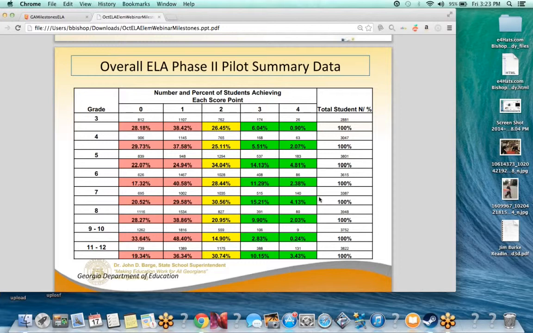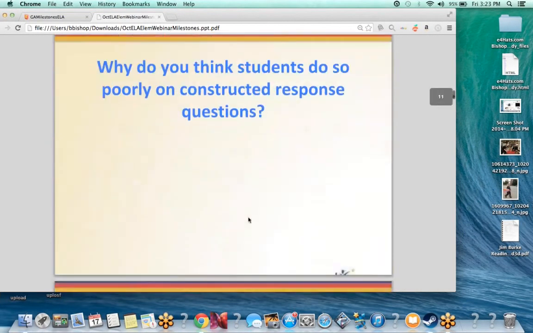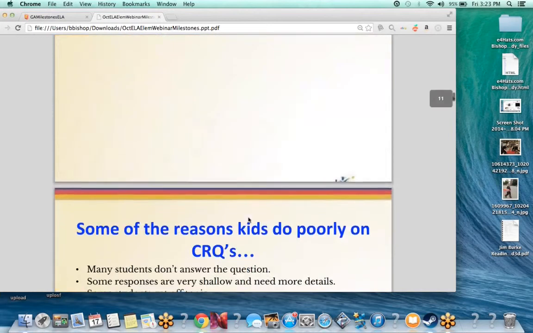And that is not an indication of a lack of knowledge on their part necessarily, or a lack of skill, or a lack of ability, or even a lack of teaching preparation. It is simply a reflection of the students' unfamiliarity with these kinds of questions. So just taking a moment to think, why are students, so far at this moment, doing poorly on constructed response questions? And of course, there are many reasons.